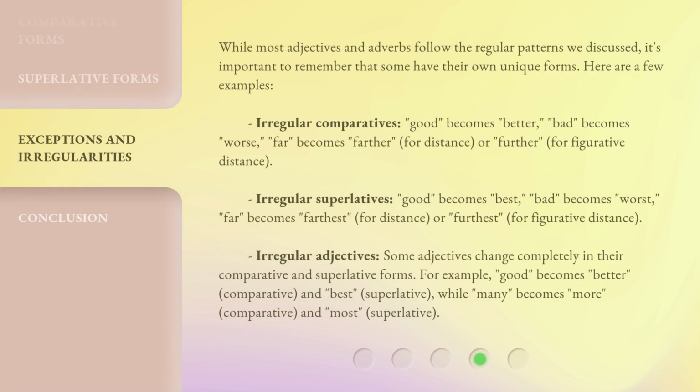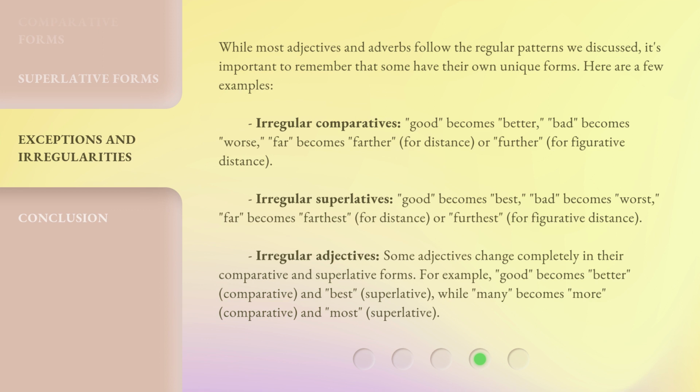While most adjectives and adverbs follow the regular patterns we discussed, it's important to remember that some have their own unique forms. Here are a few examples. Irregular comparatives. Good becomes better, bad becomes worse, far becomes farther for distance, or further for figurative distance.